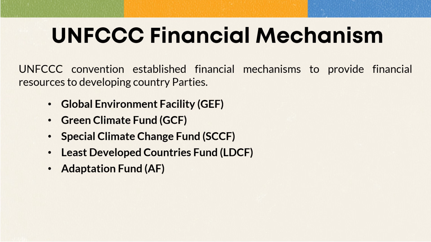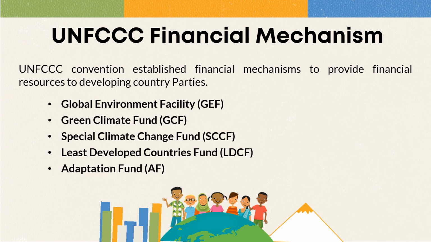The Adaptation Fund, or AF, was also created as part of the Kyoto Protocol in 2001. During the Paris Climate Change Conference in 2015, it was decided that the GCF and GEF, alongside the SCCF and the LDCF, would be the mechanisms through which the Paris Agreement would be financially supported.